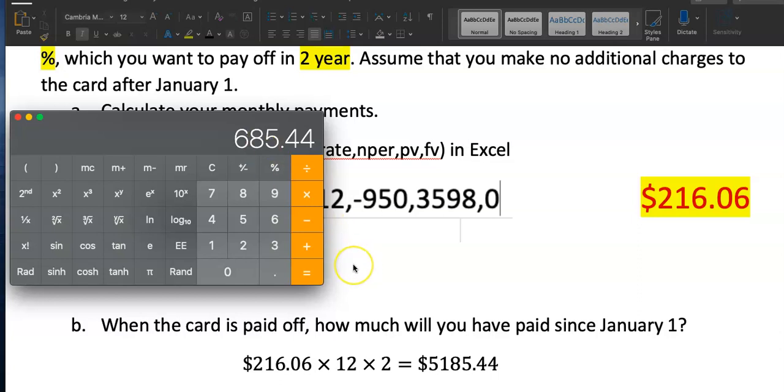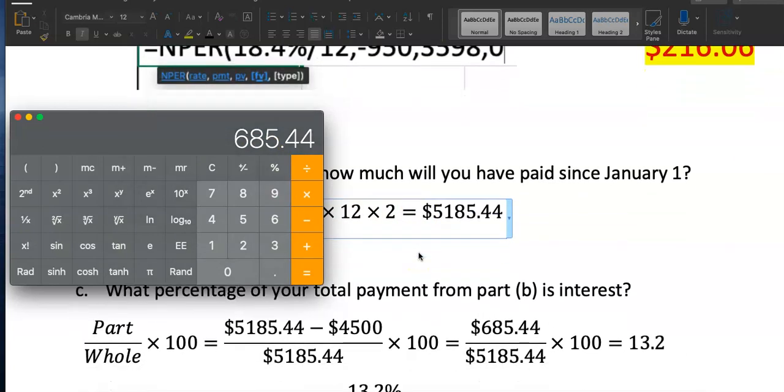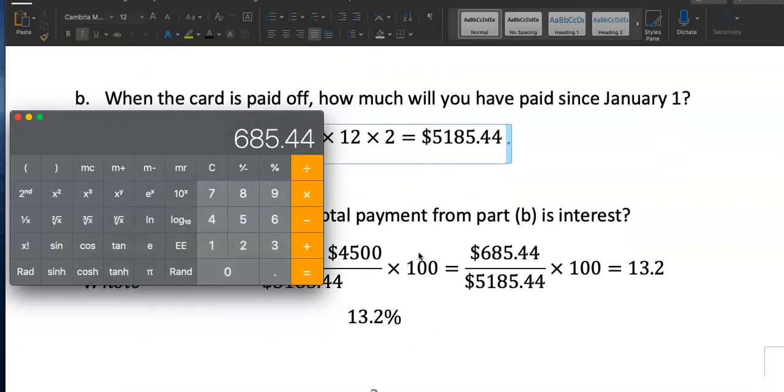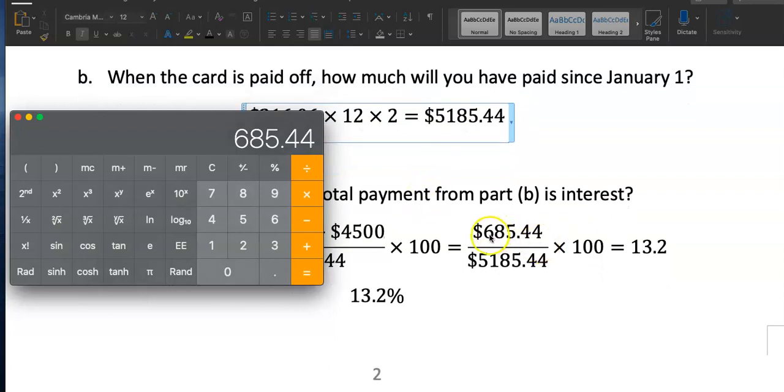But now the very last question is asking you this. What percentage of your total payment from Part B is interest? And you see how I already computed the interest amount. Remember, part over whole times 100, that's what we're doing here. The part was the interest amount. $685.44 went toward interest out of $5,185.44. The other part was the principal, the amount that we actually borrowed. Don't forget to divide and multiply by 100 to convert it into a percent, and then you will get 13.2%.